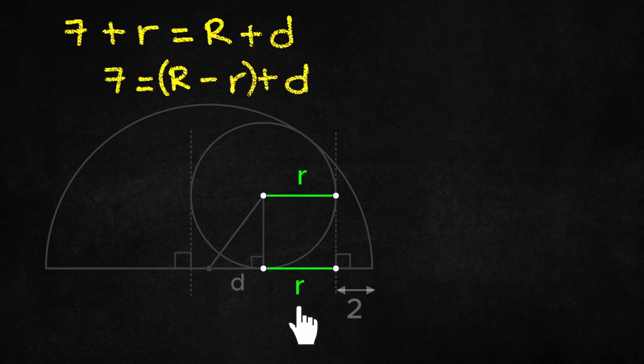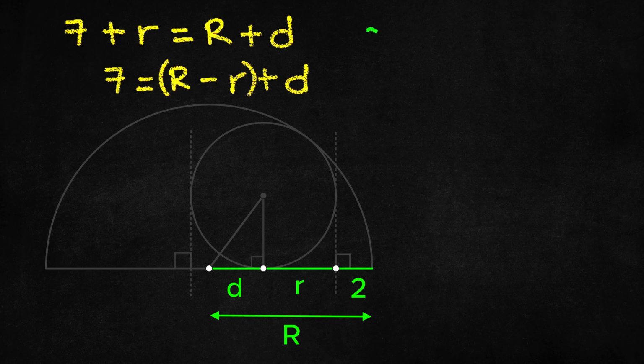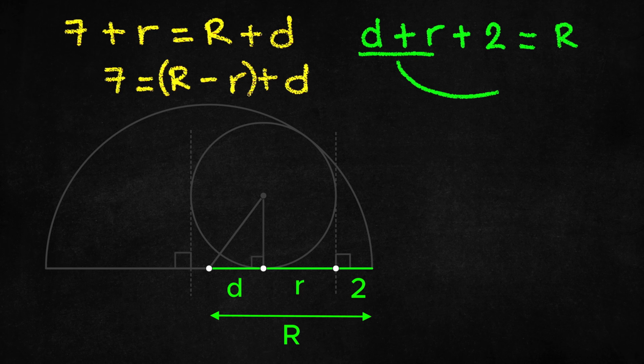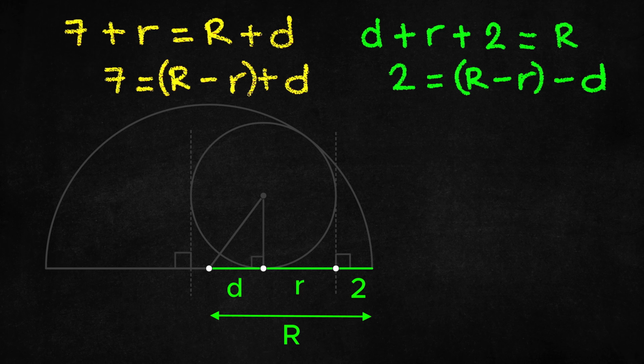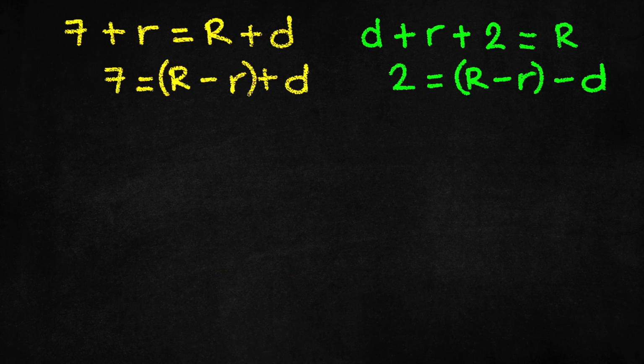Next, notice that this distance is also the radius r of the circle. Therefore, by segment addition, the sum d plus r plus 2 is equal to the radius R of the semicircle. Isolate the value 2 on the left side by transposing d plus r into the right side. The equation becomes 2 is equal to R minus d. I'm going to put a parenthesis here. From now on, we'll be doing purely algebra, and we don't need the diagram anymore.